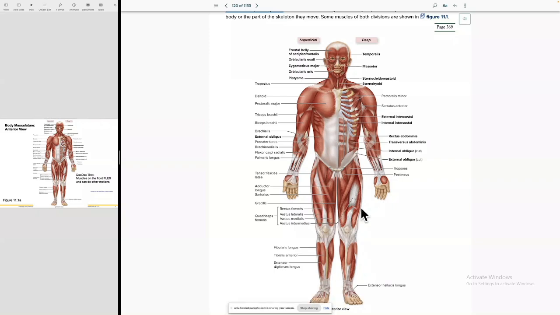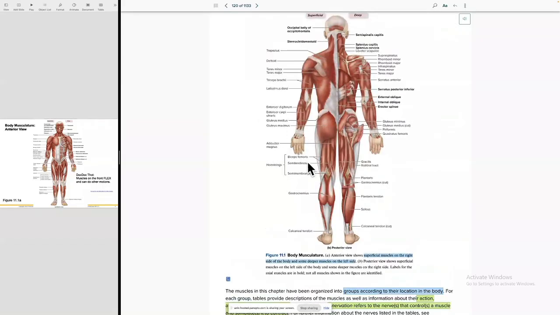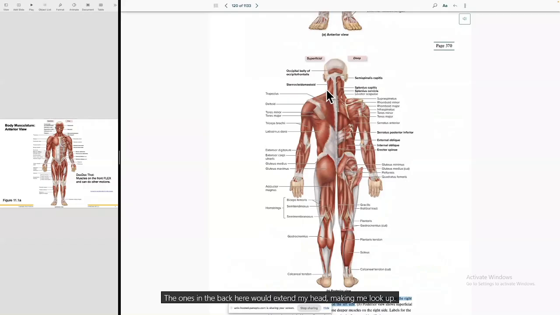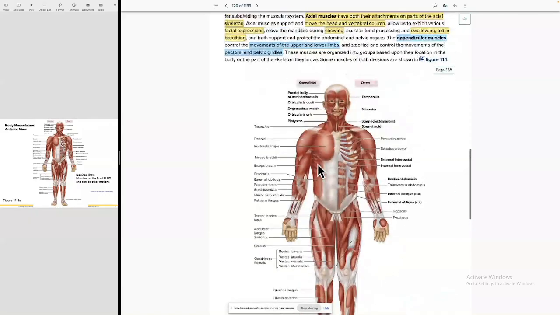Sometimes they're going to do a couple of things, like maybe they flex and rotate something, but a good rule, flexors are in the front and extensors are in the back. The ones in the back here would extend my head, making me look up. Here I'm going to extend the shoulder. Here I would extend the elbow. Extensors in the back, flexors in the front.